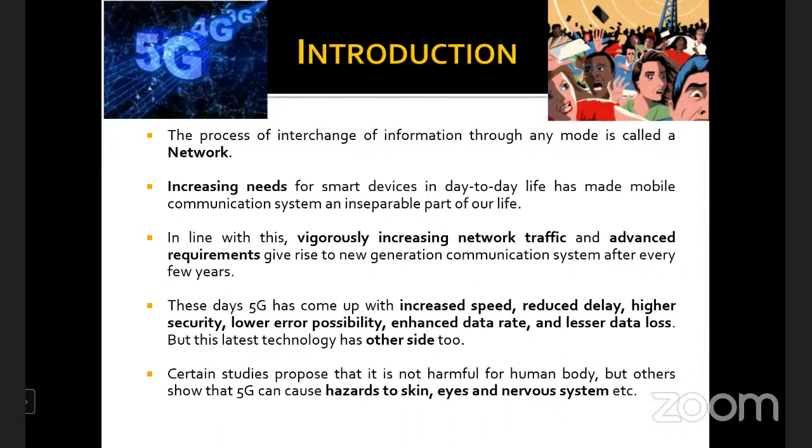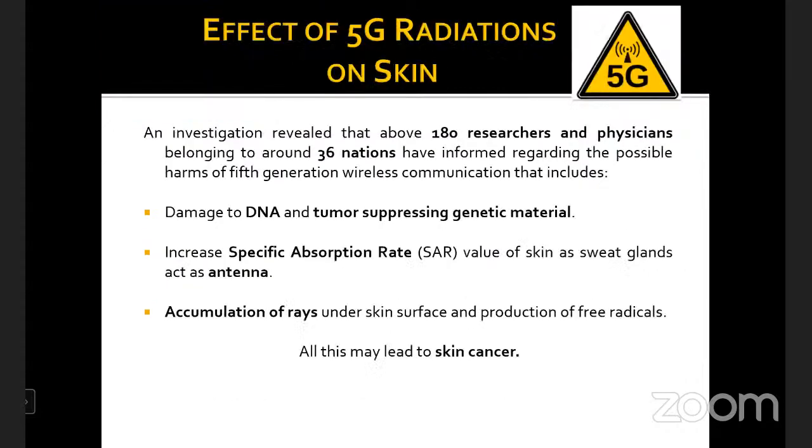But then if I add feedback into this, around 36 nations have informed regarding the possible harms of fifth generation wireless communication. These include damage to DNA and tumor suppressing genetic material, and increased specific absorption rate. I'll try to be explicit about which gain we're talking about in the rest of this video, especially when I'm talking about the open loop system versus the closed loop system.